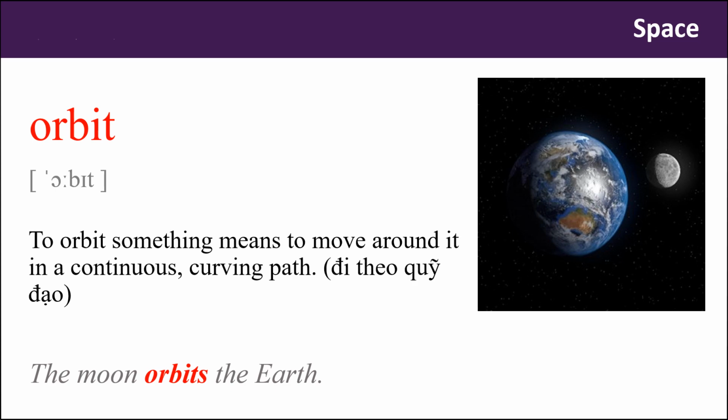Orbit. To orbit something means to move around it in a continuous curving path. The moon orbits the earth.